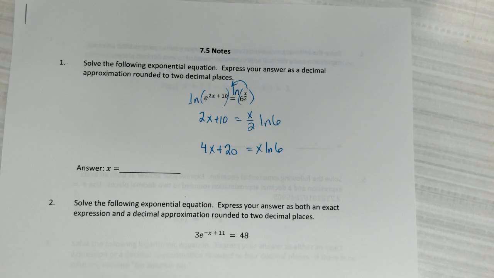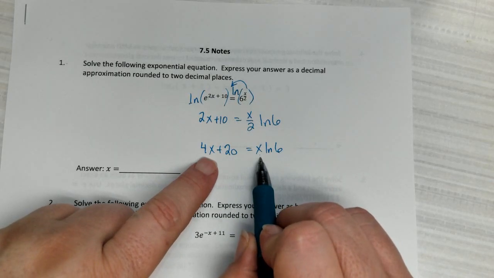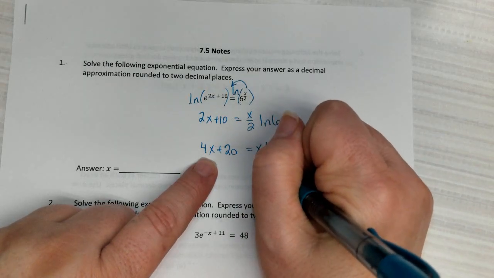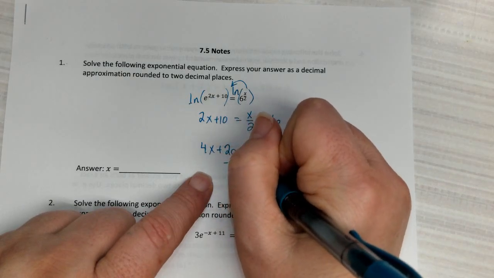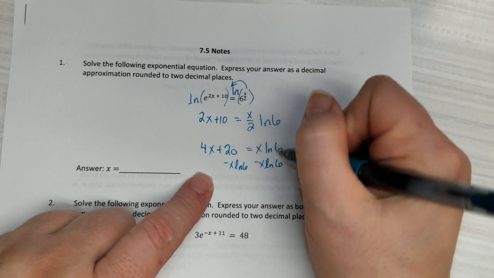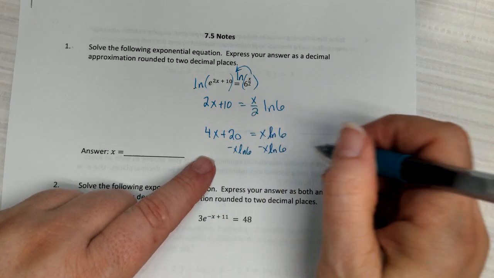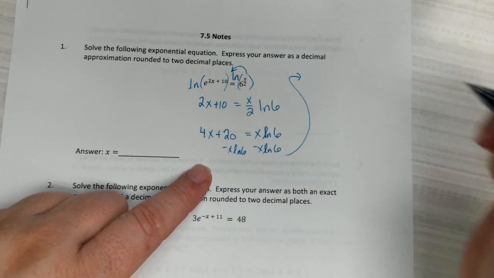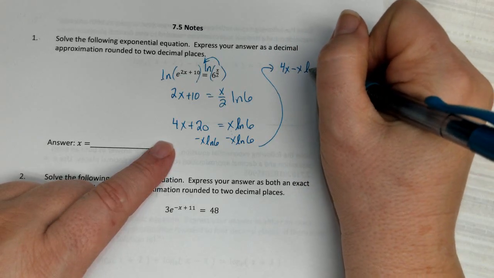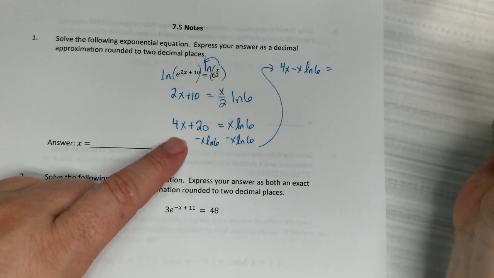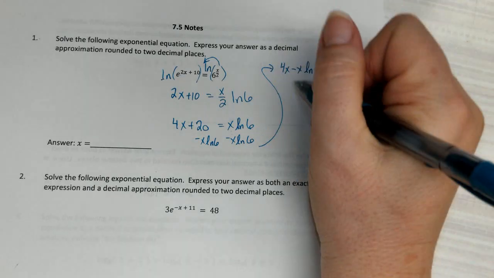Now, I need to say x equals something. I'm almost there. I just need to put these together so I can factor them out. So I'm going to subtract the x ln 6 on both sides. I started using the loopy L so you can tell it's not a 1. And then I'm going to subtract 20 on both sides. Let me just rewrite this up here: 4x minus x ln 6 is equal to negative 20. Now I can factor out the x.